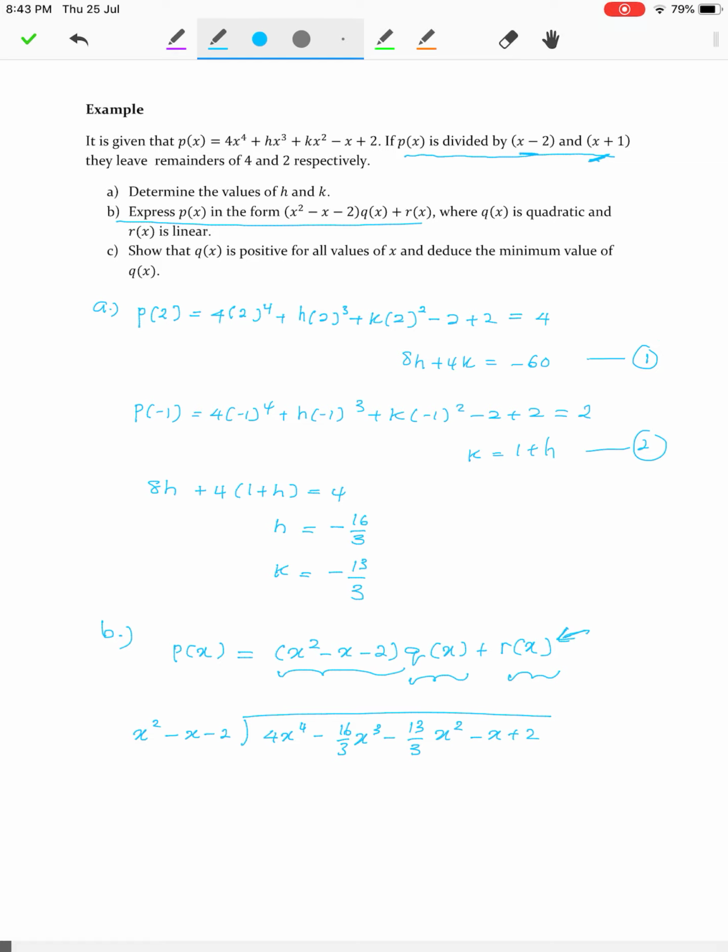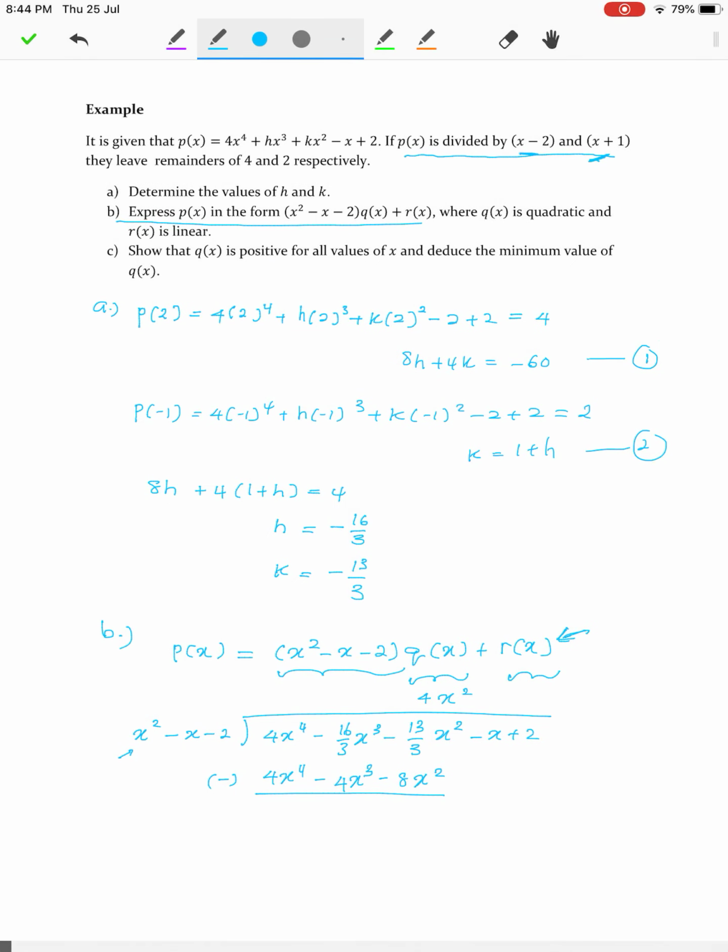Because the first term is in power 4 and the first term in the divisor is x squared, you should be multiplying by 4x squared. If you multiply by 4x squared, what you have is 4x power 4 minus 4x cubed minus 8x squared.